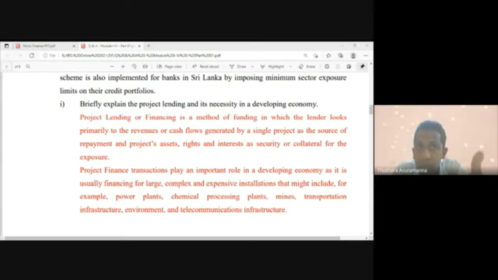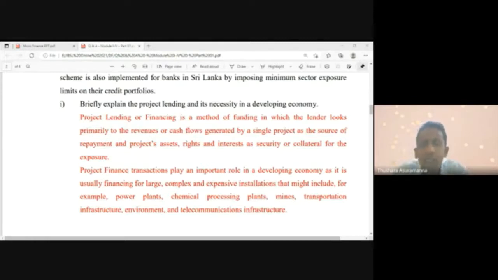The last one, if you remember correctly: in case the project sponsor is unable to run the project successfully, the bank or financing organization has equal rights to take over the project and run it until the project is completed and the loan is paid back.